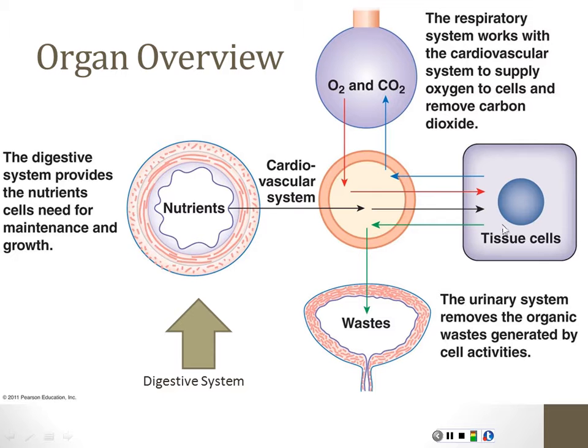And then finally, they're going to create waste products that have to be eliminated from the body through the urinary system, which we're going to talk about in the last unit, in unit 4. So we have kind of our simplified box diagram. Okay, so we're going to be focusing in over here. All right.